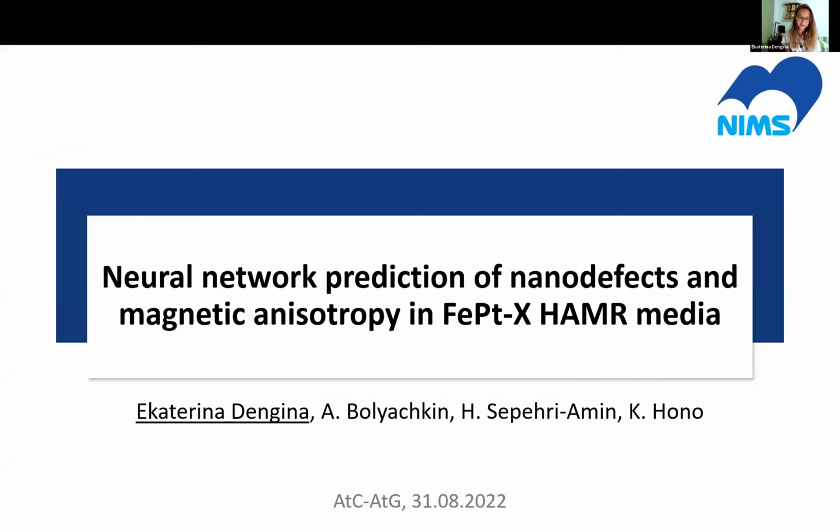Everyone. I am Ekaterina Dengina, and I'm from the National Institute for Materials Science in Japan. And today I would like to present to you our machine learning approach for prediction of nanodefects and magnetic anisotropy in iron-platinum HAMR media.